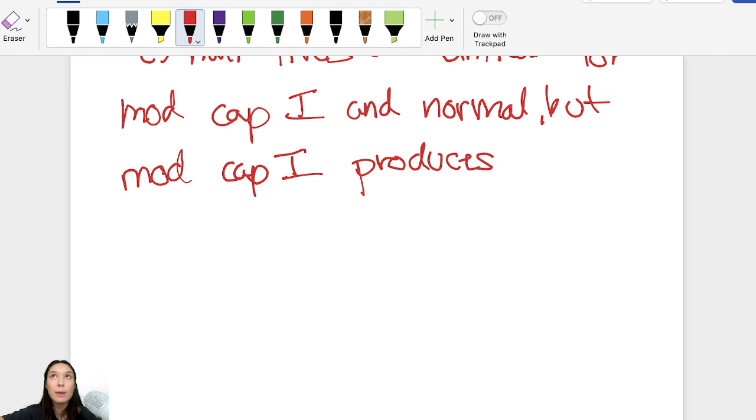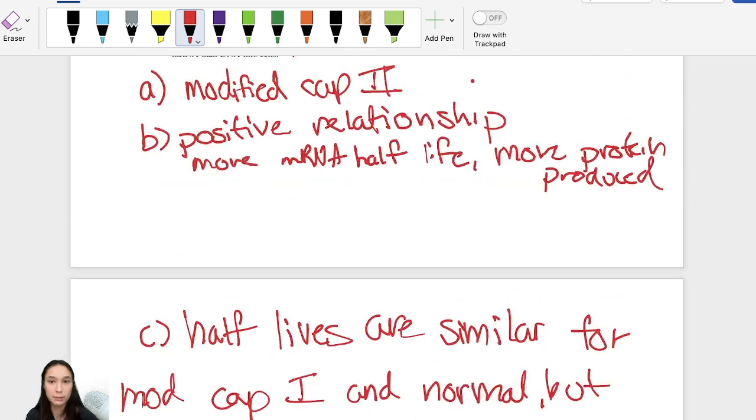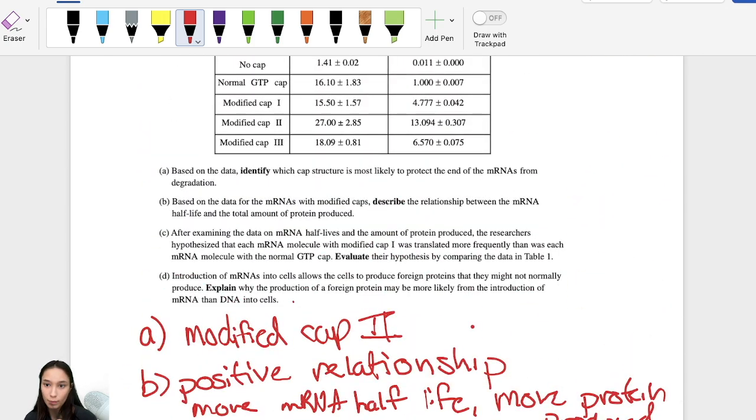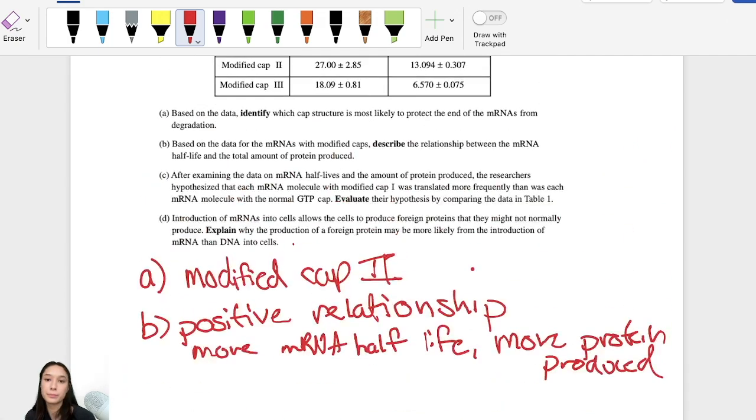So if they start with the same amount of mRNA and they have roughly the same half-life, that means they have roughly the same amount of mRNA at any given time. So both of these have the same amount of mRNA at any given time, but one of them is making 5 times more protein, so that one's obviously being translated a lot more. It produced 5 times more protein, thus it was obviously translated more.